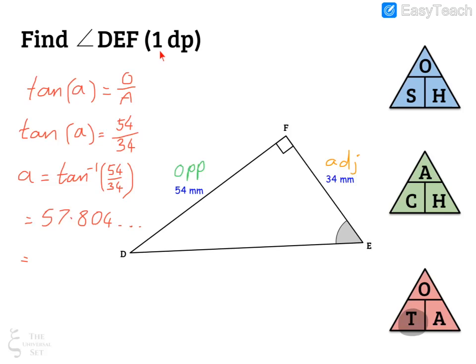Question again is asking me to round to 1 decimal place, so let's do that. I've got 57.8. The next digit is a 0, so I'm not rounding this up. I'm going to keep it where it is. 57.8 degrees. There's my answer. Brackets 1 dp to show that I have rounded. Okay, good. Let's try another.